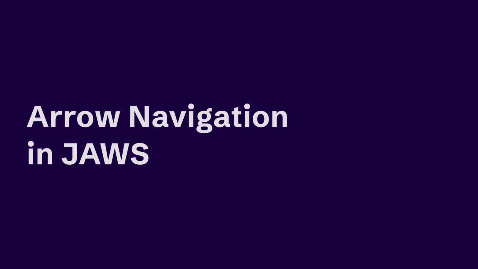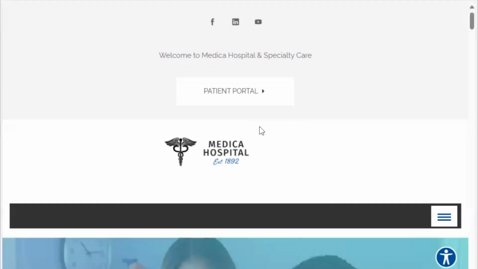As I go down the website, this website sometimes may require the use of AudioEye to just get an idea of what's on the page. So I'm going to do that now. Just a simple arrow down with the arrow keys. Link Facebook. Link LinkedIn. Link YouTube. And the first part I'm seeing are the social media handles for this particular website. Medical Hospital and Specialty Care. And then I see the welcome message at the top. Link Patient Portal. Visited link. Graphic medical.